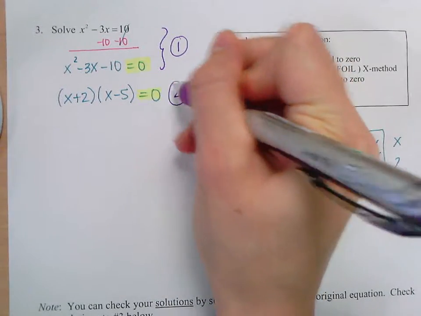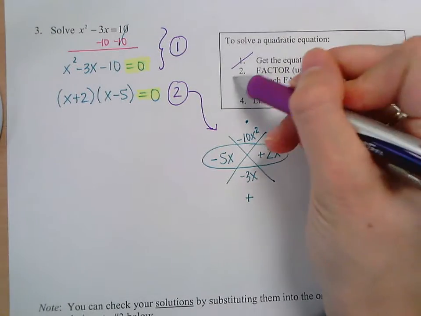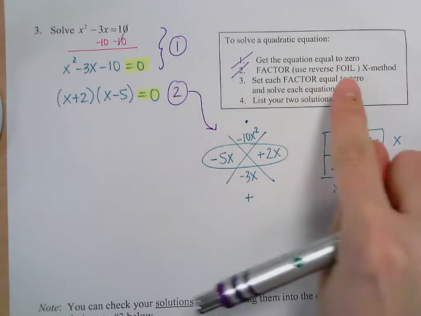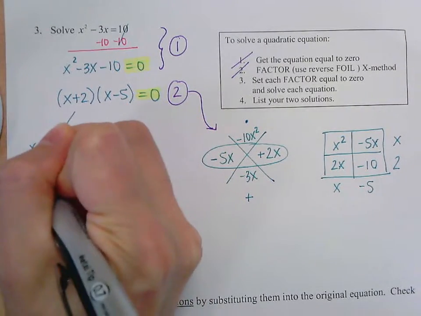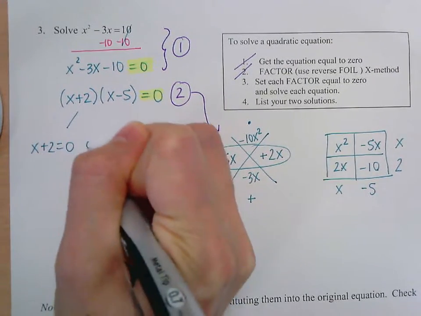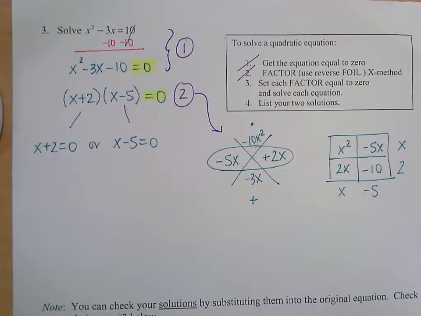Okay, so that's step 2. And this is the work down here for how we factored it. Step 3, set each factor equal to 0 and solve each equation. So this means x plus 2 is equal to 0 or x minus 5 is equal to 0.